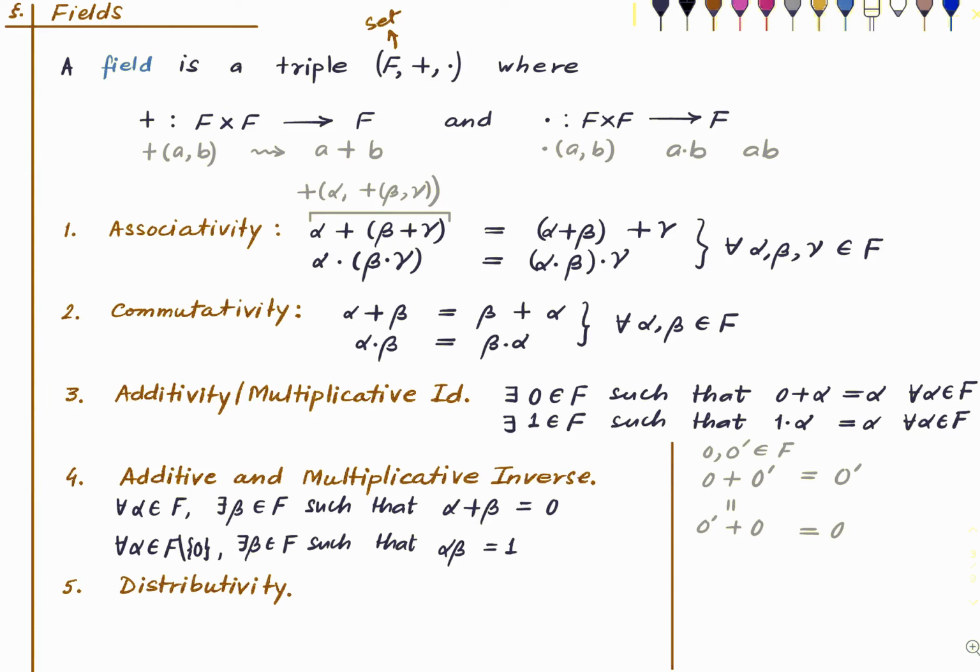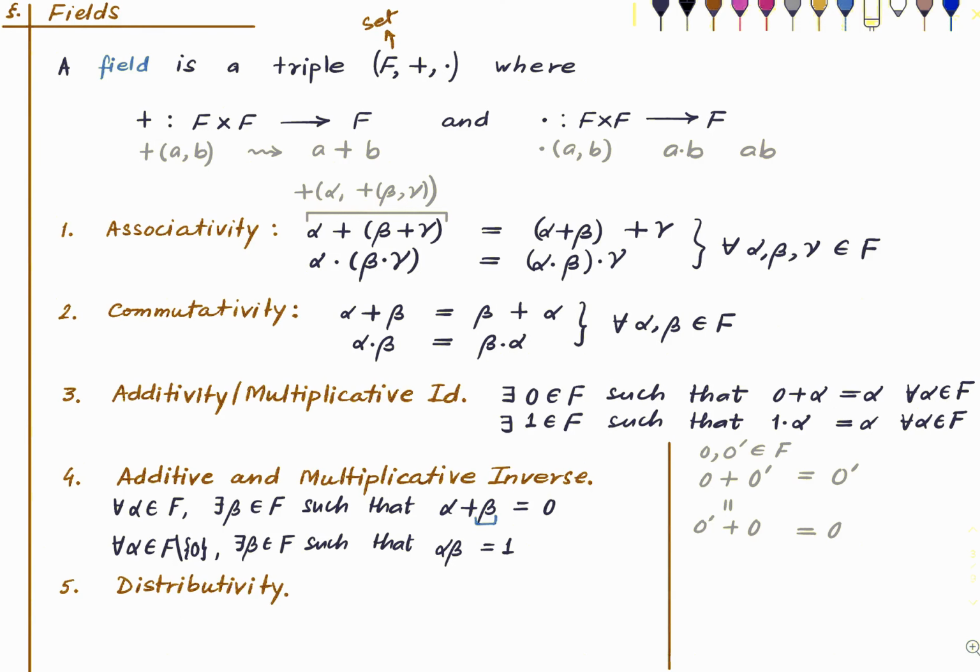Right? And the notation for this is minus alpha. That's a notation. And the notation for the multiplicative inverse is either you may choose to write this or you may choose to write that. Both are fine.